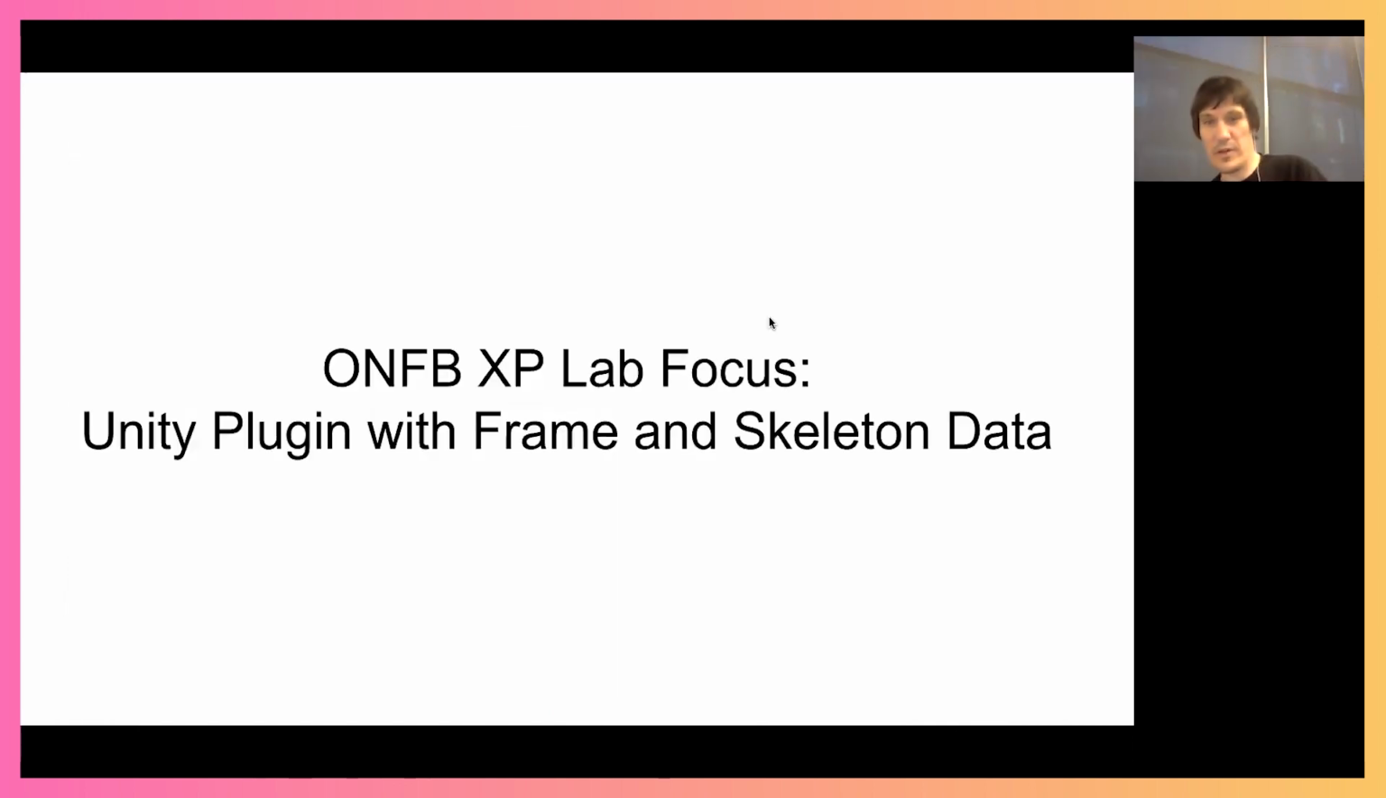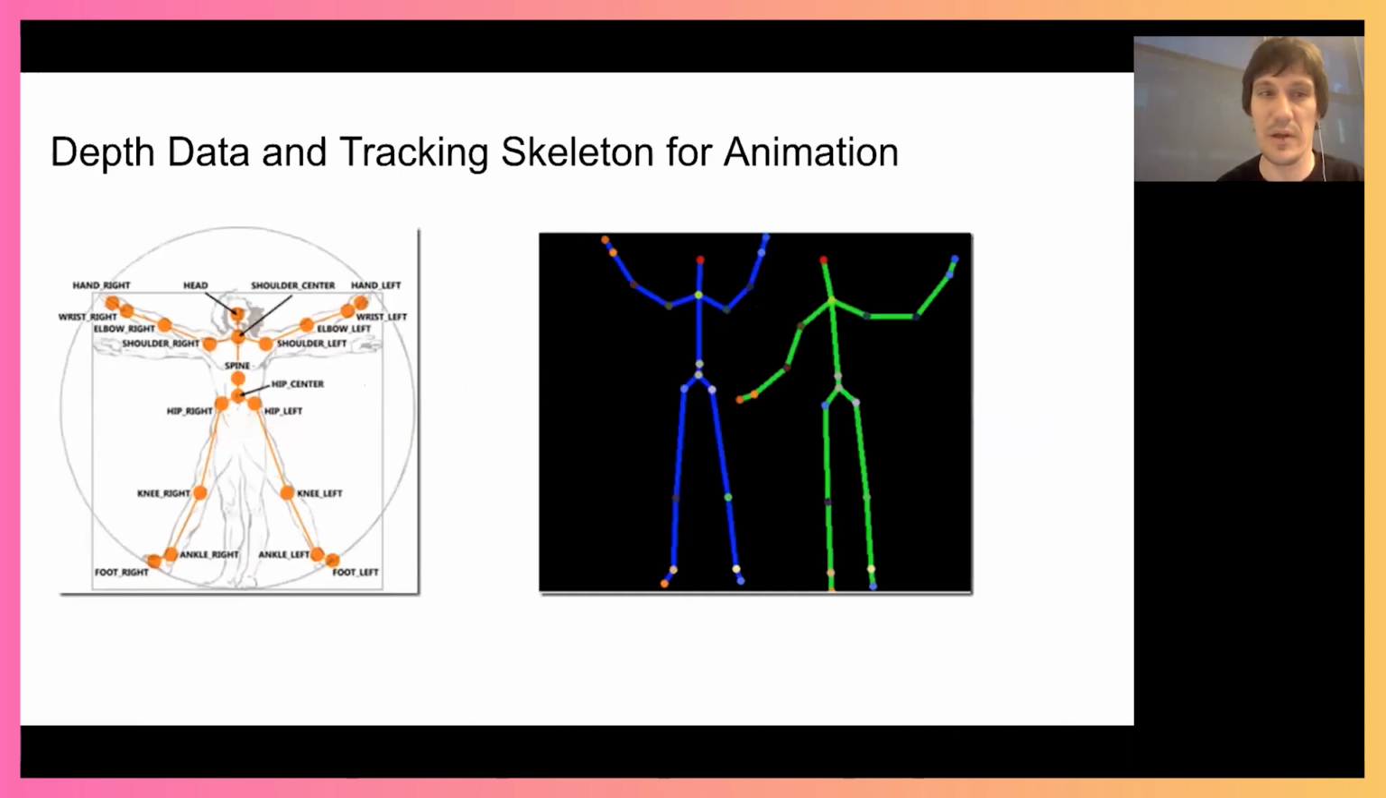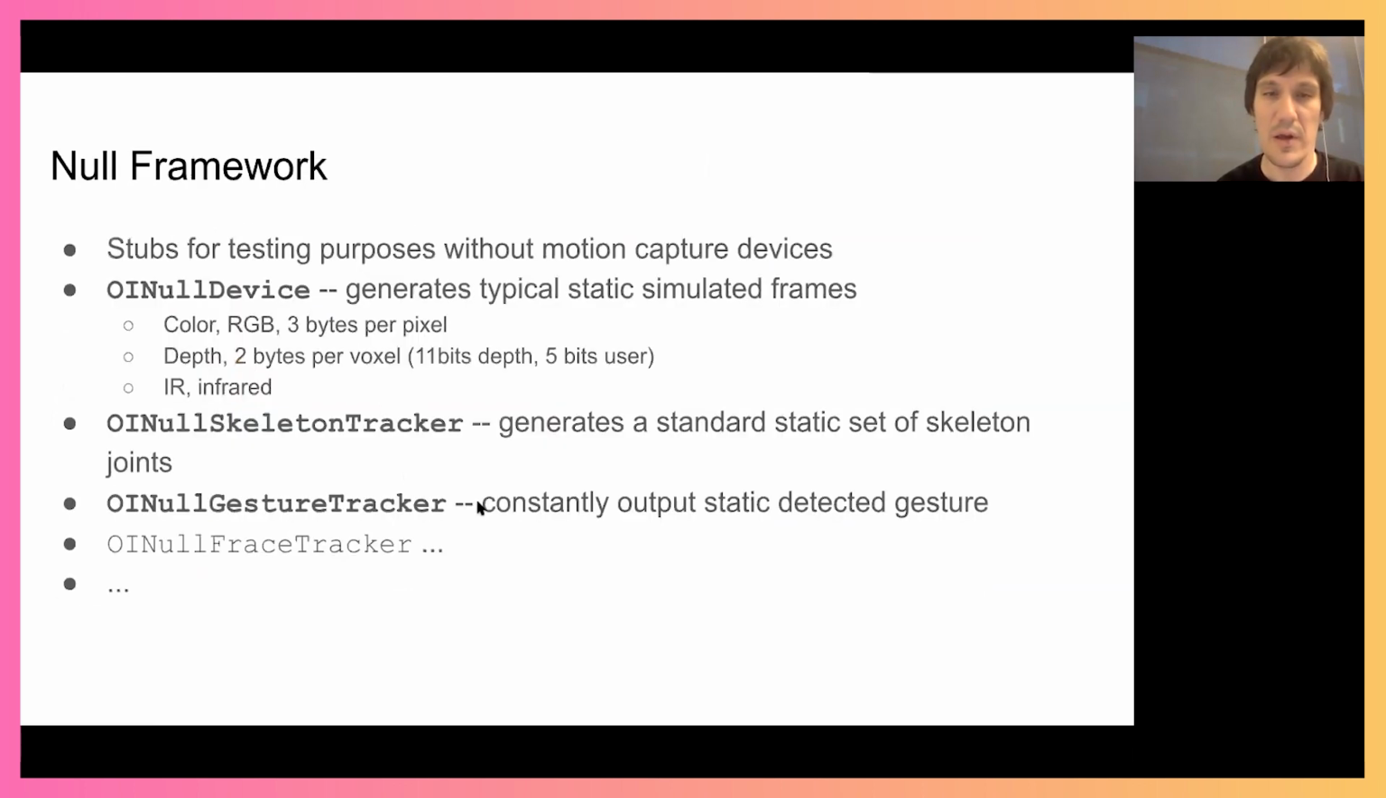Now, what we are focusing on here is specifically a Unity plugin to deliver different frame data and skeleton data into the application. Skeleton is important because you can attach it to rigs. So there are different types of joints that we use. And we began our journey with a null framework. That's something that you present to generate some type of data that you could actually reliably test with, and then move on to devices, for example, Kinect for Azure that we got from the NFB.